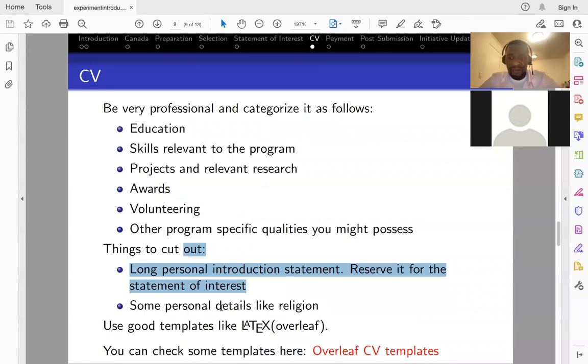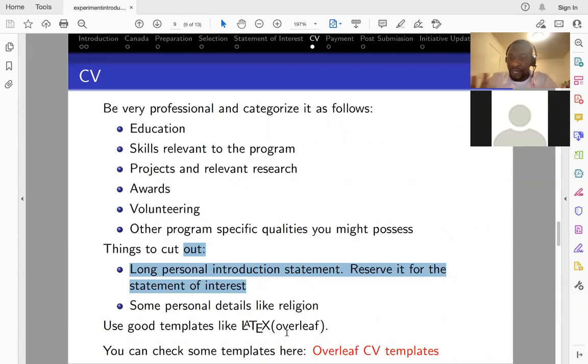I think it will take much of your space on your CV. Some personal details like religion, I don't think are important to put on your CV. I might be wrong, but I think issues like gender might equally matter, because at the end of the day, they might be looking for gender balance, and being a female might give you an upper hand in a specific program compared to another program. So maybe gender might be allowable, but I don't know for sure. So that's one thing you probably want to have in mind.